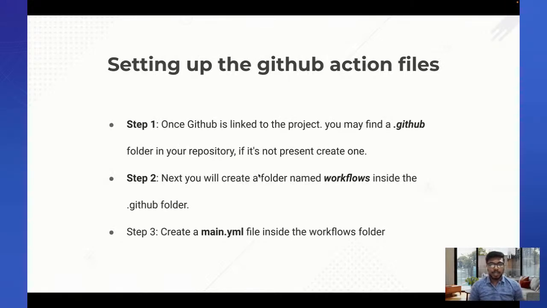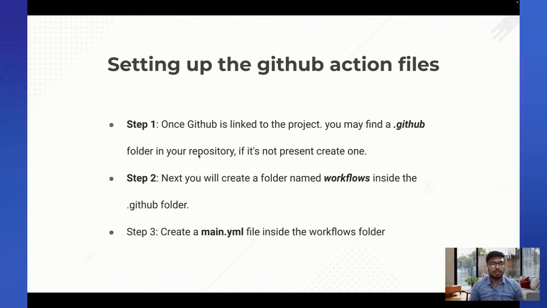To do that, first we have to see in our project whether we have a .github folder already added while uploading it to GitHub or not. If it is not there, we will add a folder, and the name of the folder will be .github. In that folder, we will create another folder named workflows, and then we will create a simple YAML file.